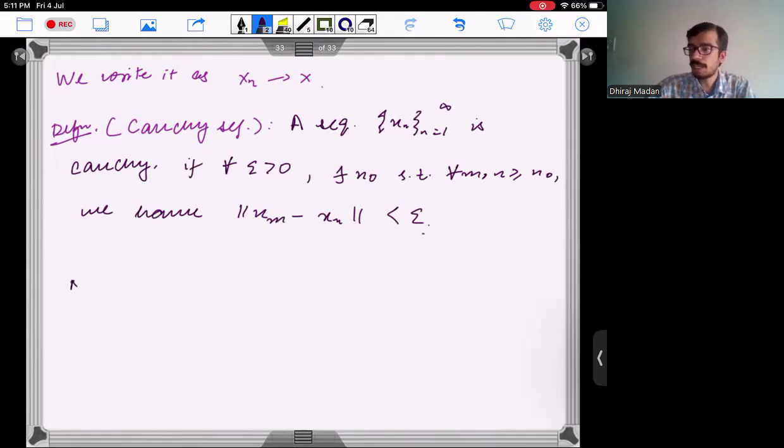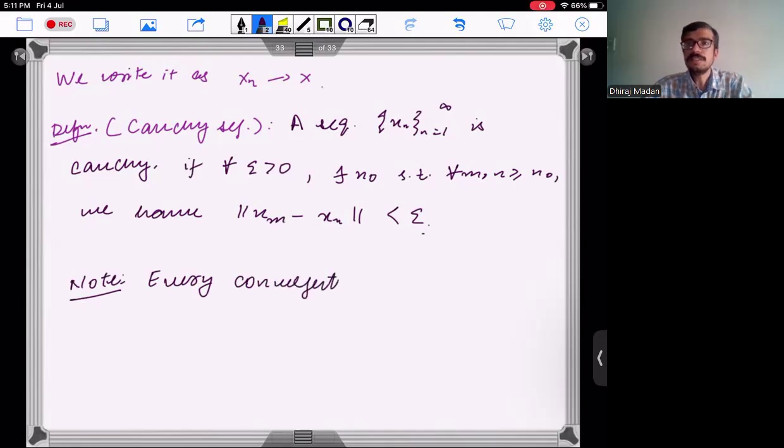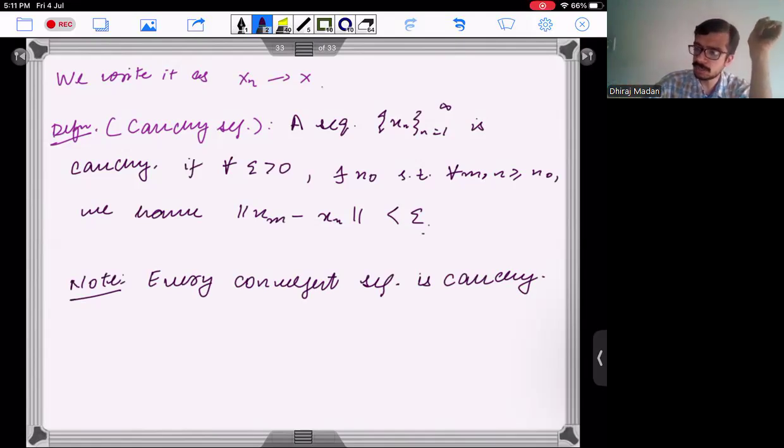So this is the definition of a Cauchy sequence. And note that every convergent sequence is Cauchy. Why is it so? Because there will be some n naught after which all the points will be close to the limit point with a distance less than epsilon by 2. So the distance between any 2 points after that n naught is going to be epsilon by 2 till the limit point x, and then epsilon by 2 till the other point xn, right? So just prove it. I'll leave it as a homework exercise.